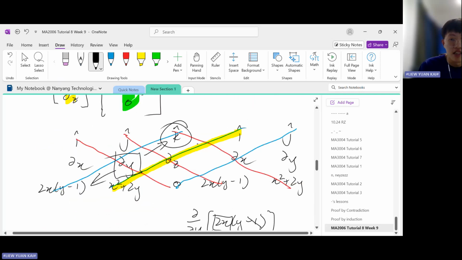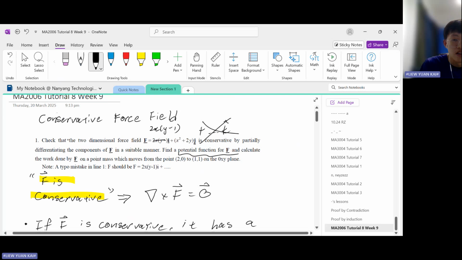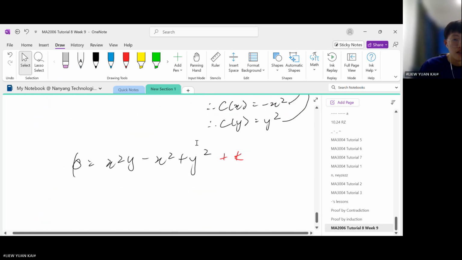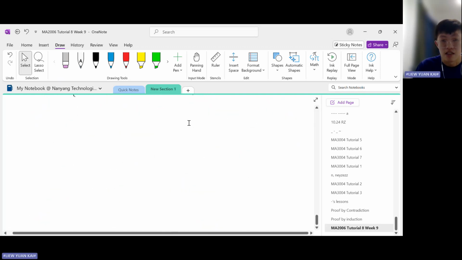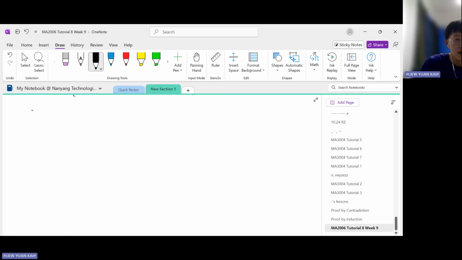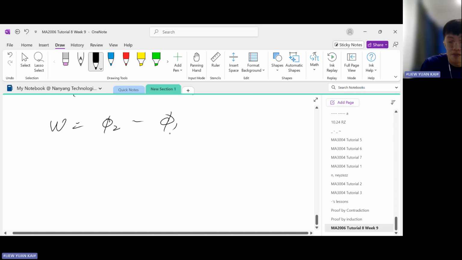Okay, so the next sub question is find the work done. The work done starts from this coordinate to this coordinate. It starts from 2, 0, and it ends at 1, 1. So remember, once you know that this is a conservative force, it is very easy to calculate the work done. The work done will simply be phi 2 minus phi 1. So the value of phi at the end point minus the value of phi at the start point. So phi 2, remember, ends at the coordinate 1, 1. And then phi 1 is 2, 0.